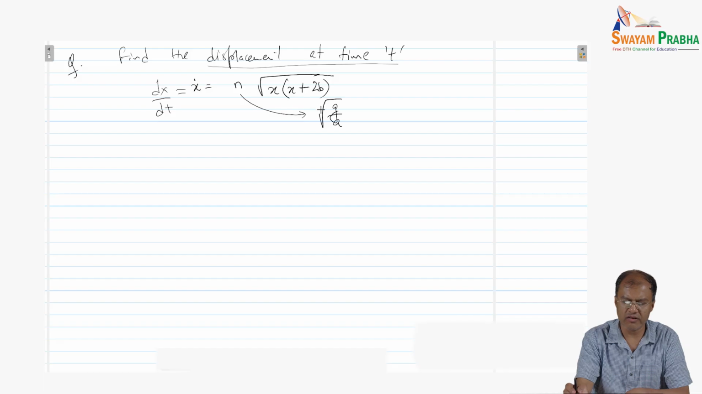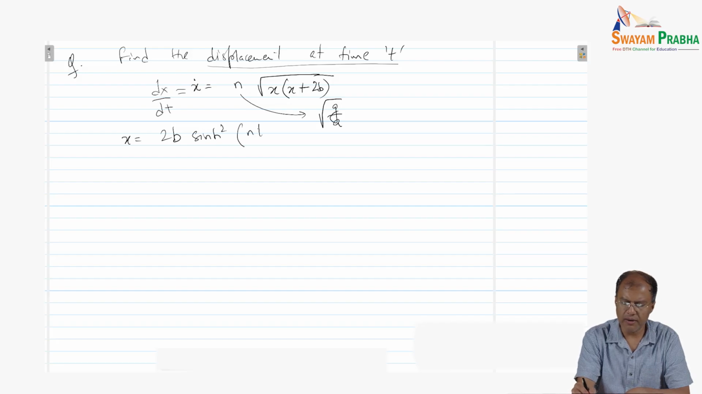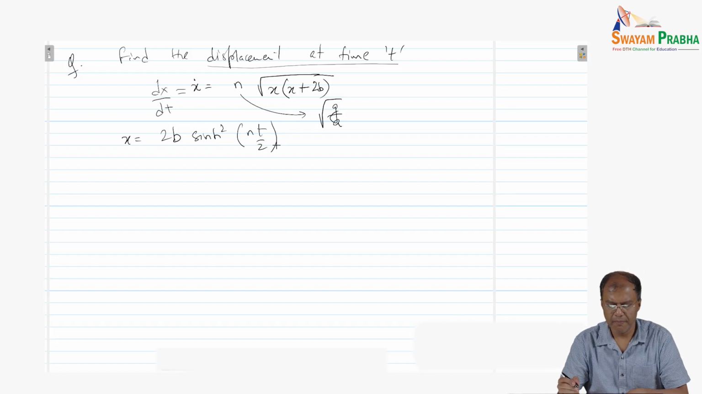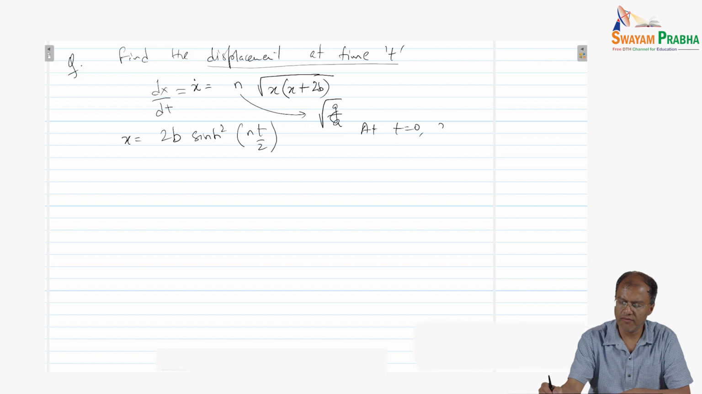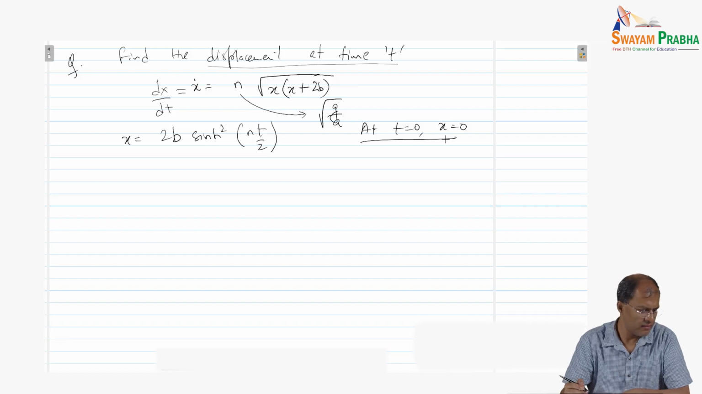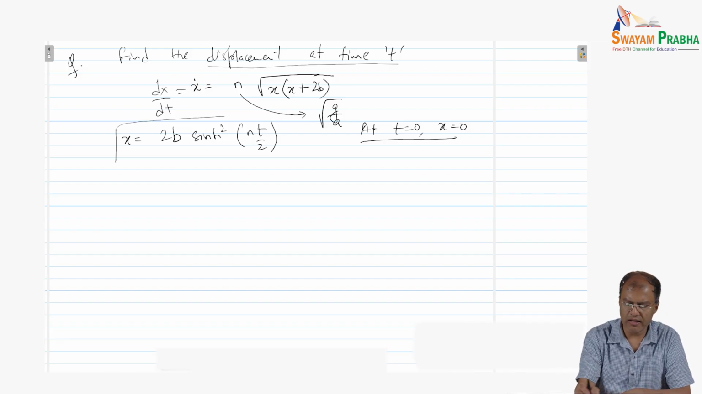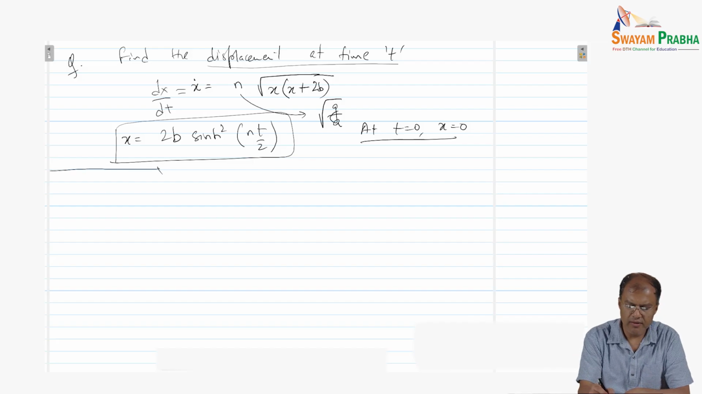I can integrate this relation to find that x is 2b sinh squared of nt by 2. I've directly integrated using my initial condition that at t equal to 0 we have x equal to 0. That clears the constant of integration. So that is my displacement at any given time t.